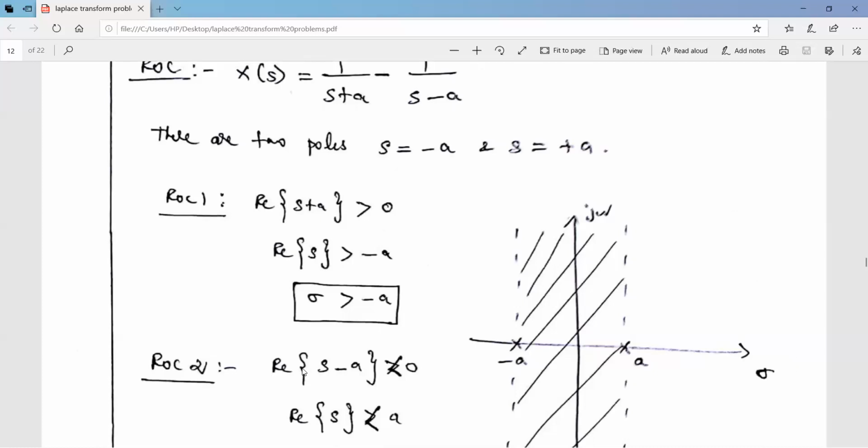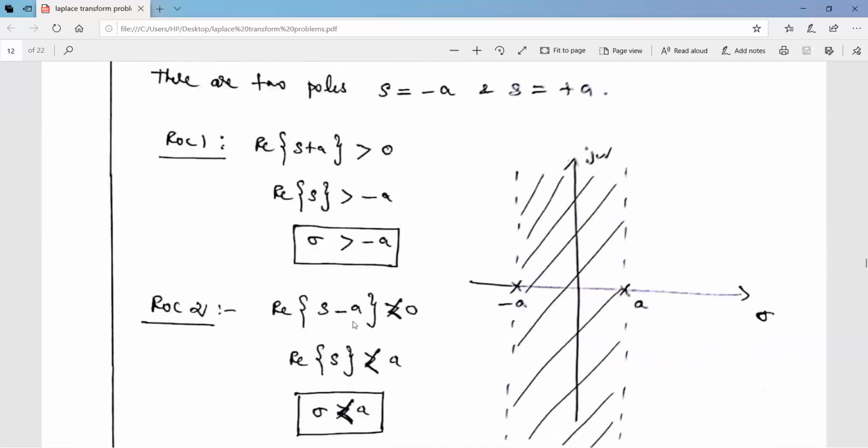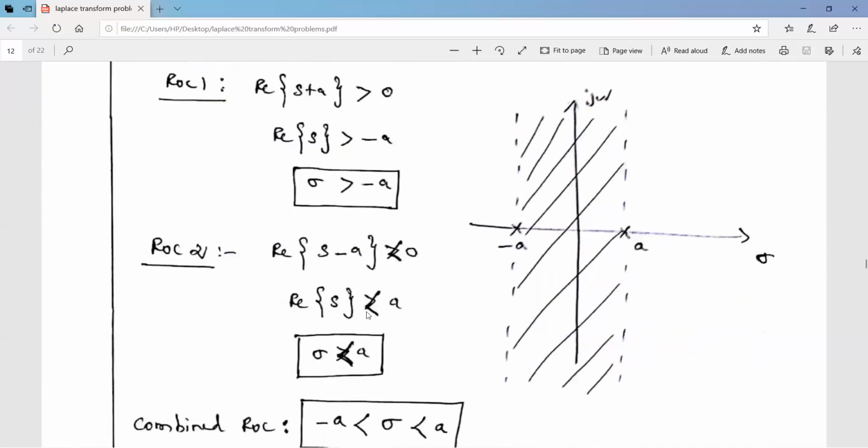Actually, real of minus of s minus a is greater than 0. Then when you multiply throughout by minus, the greater than symbol is converted into less than. That's why, from this, real of s is less than a, so sigma less than a. So the first ROC is sigma greater than minus a, and the second ROC is sigma less than a.